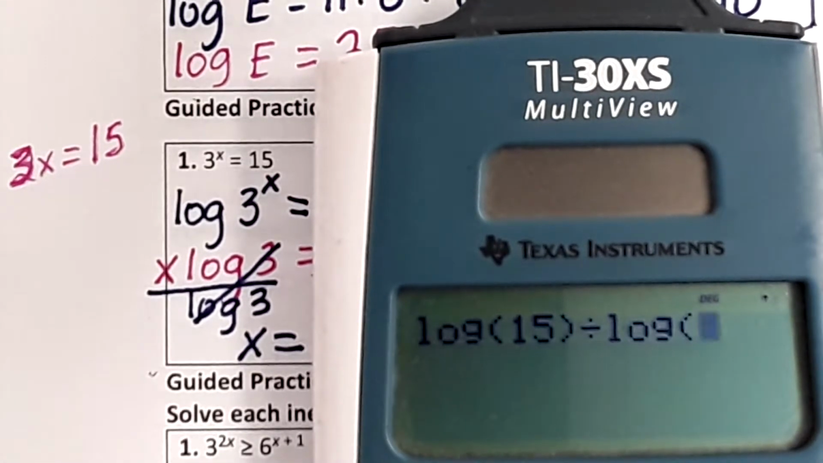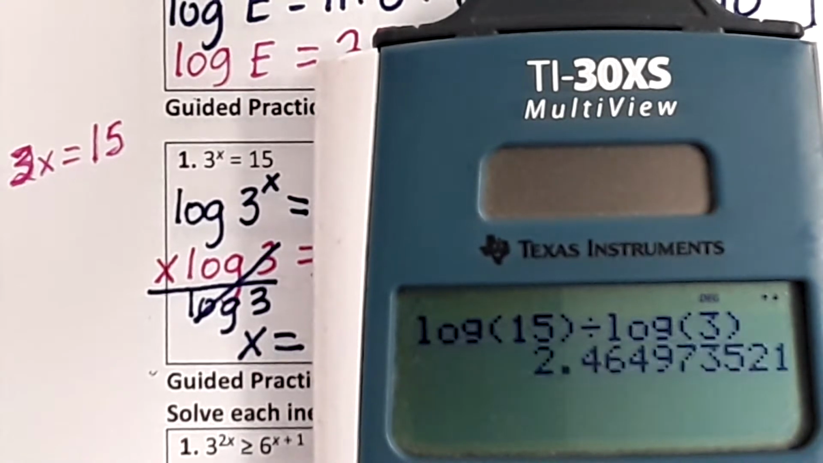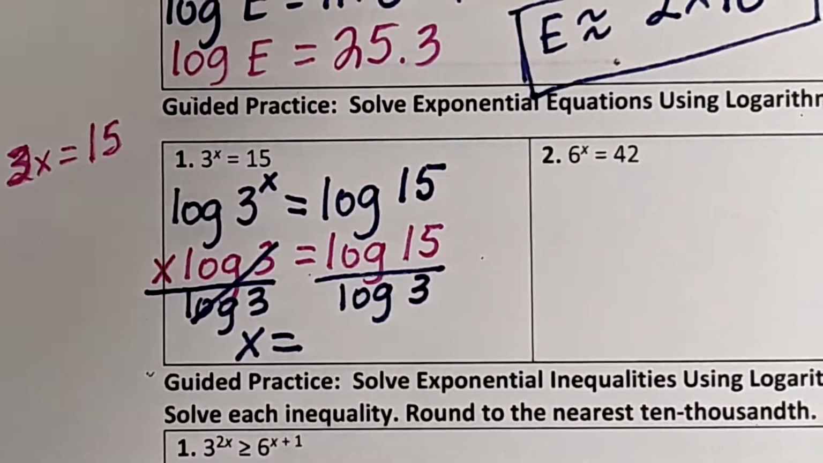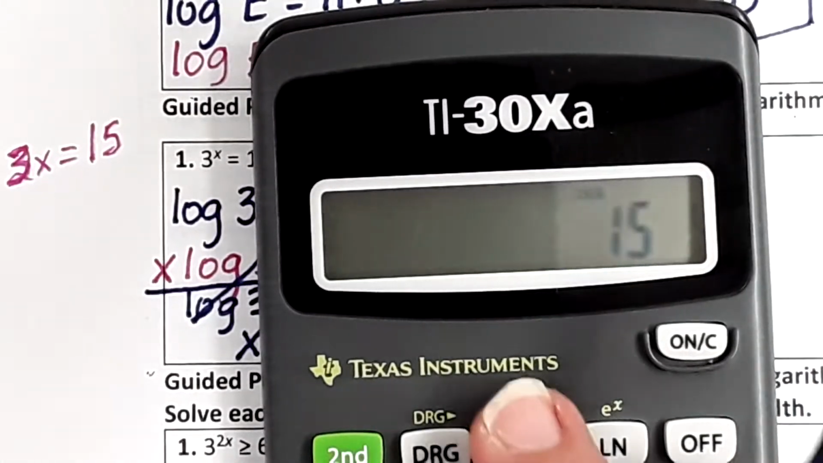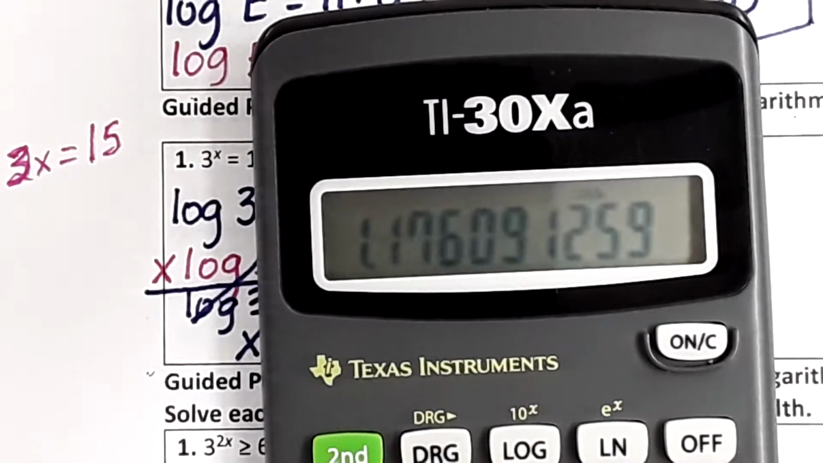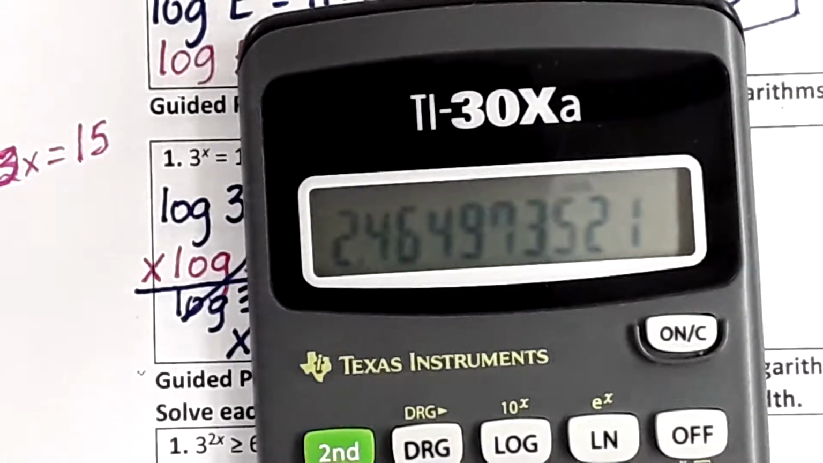You guys, make sure you use parentheses. On the regular calculator you don't have to, but on this calculator you need to close your parentheses. On this one, you would do 15 log divided by 3 log and then hit enter.